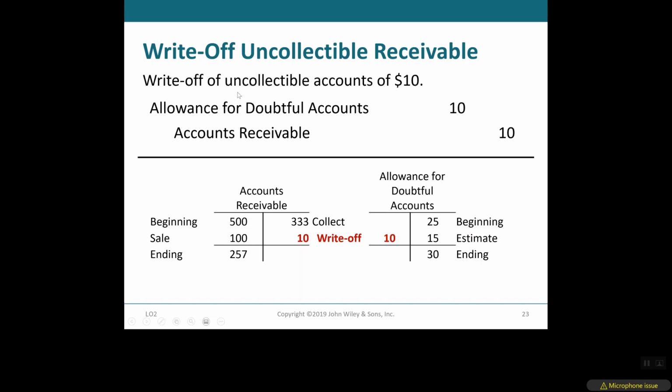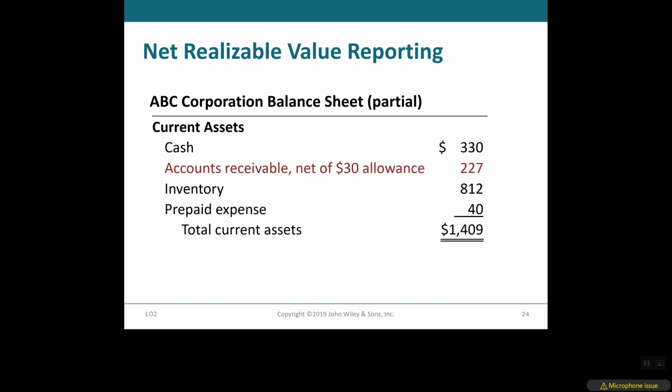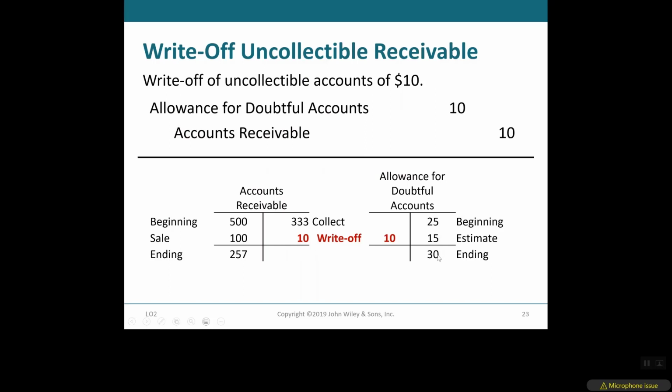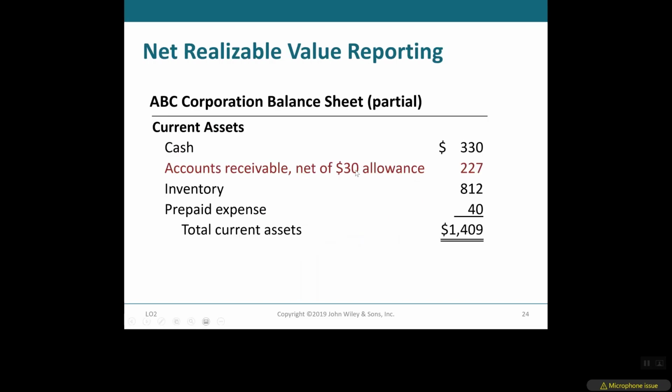Write-off of uncollectible receivable: write off uncollectible accounts of $10, allowance for doubtful debt $10, accounts receivable $10. We're saying this is not going to be collectible, so we're deducting the $10 from the allowance, and then we are writing it off on the accounts receivable. So it's going to be a credit to accounts receivable and a debit to the allowance for doubtful debt. It shows up in our balance sheet. We have $30 as our ending balance here, and 257 as our ending balance for accounts receivable. So when we deduct our 30, we're going to have $227.